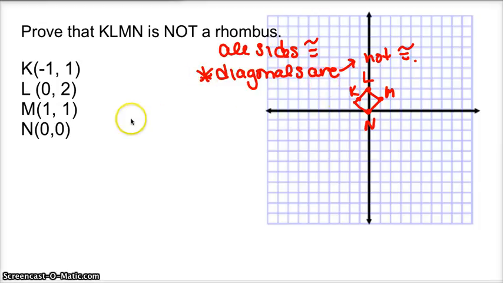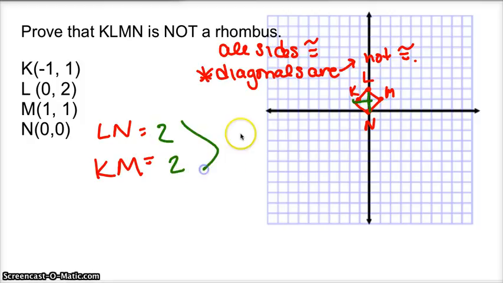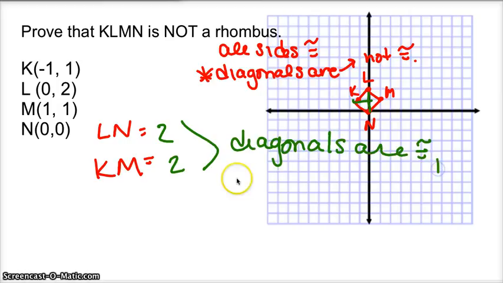So let's look at this. We talk about proving that the diagonals are congruent. The length of the diagonal is LN. The length of the other diagonal would be KM. Well, this one actually is not too bad. These distances that you're looking at are horizontal. The length of LN is 2. The length of KM is 2. So the fact that these diagonals are congruent, this shape can't be a rectangle or a rhombus.